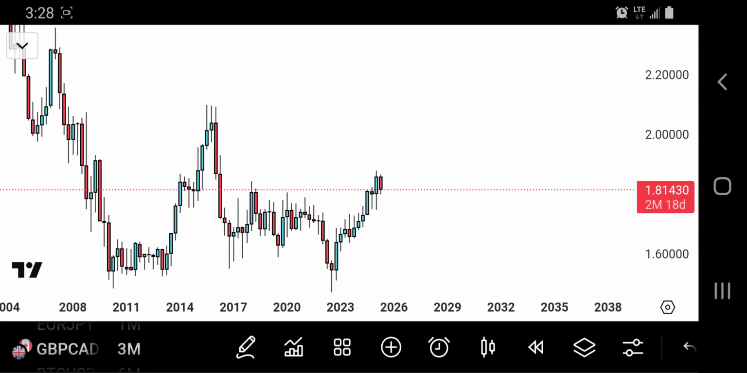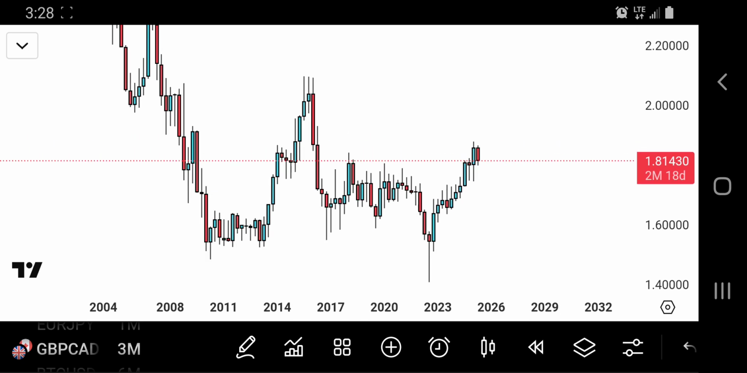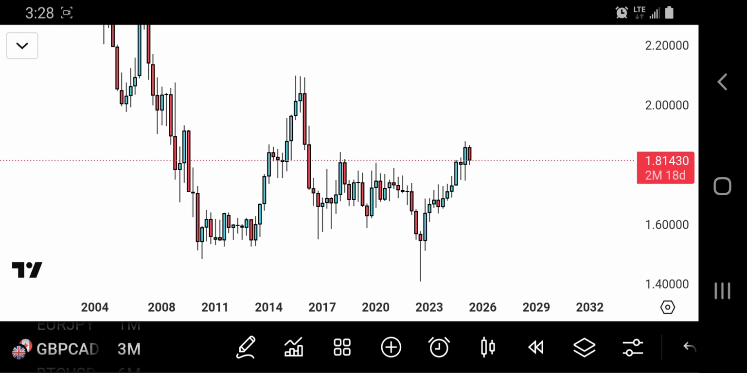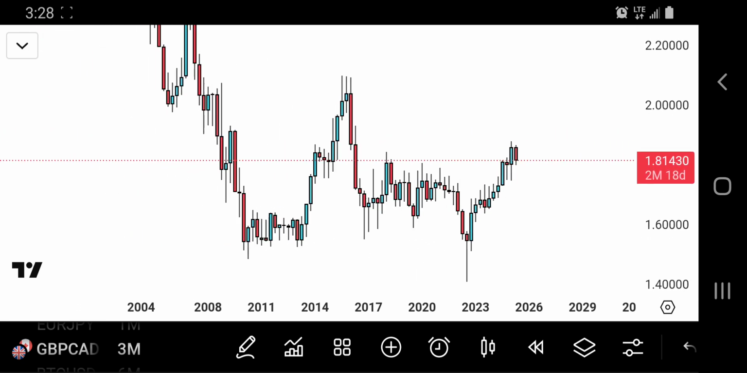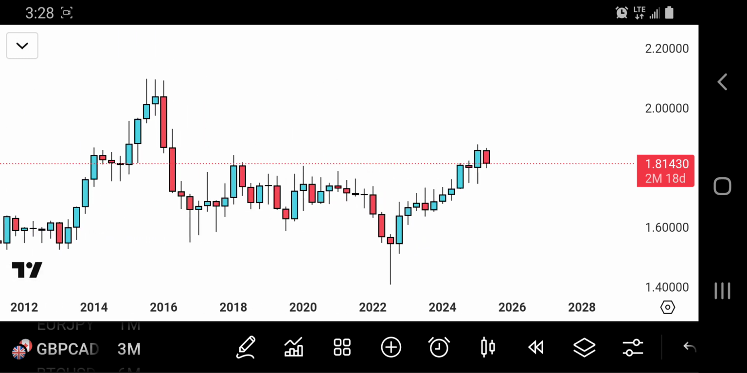So what I want to do is a quick breakdown on GBP card. Yeah, a quick breakdown on how to analyze the market. Just very simple. So this is the 3 months time frame of GBP card. So I'm quickly going to go down to the monthly, but let me explain something.